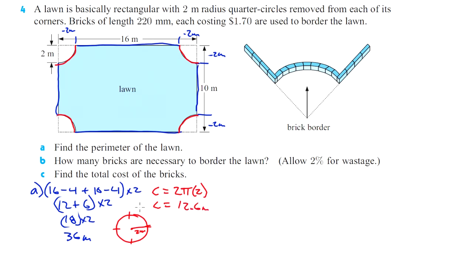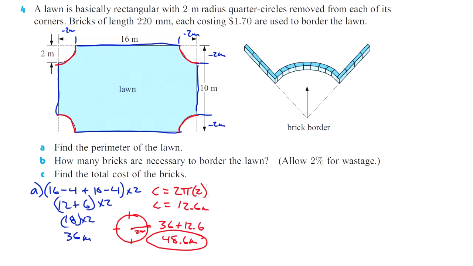So the total perimeter is going to be 36 plus 12.6, which gives us 48.6 meters for the perimeter of this whole lawn. Okay? Okay, so part B, how many bricks are necessary to border the lawn? Allow 2% for wastage.